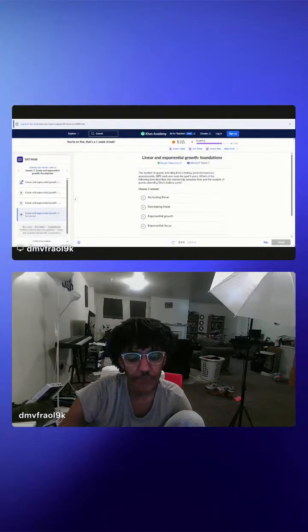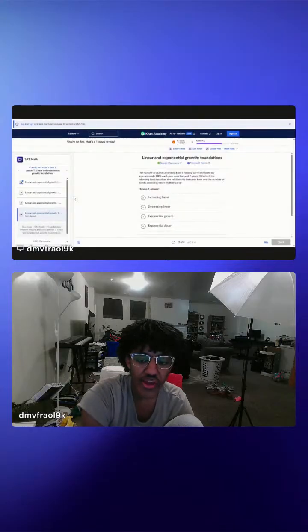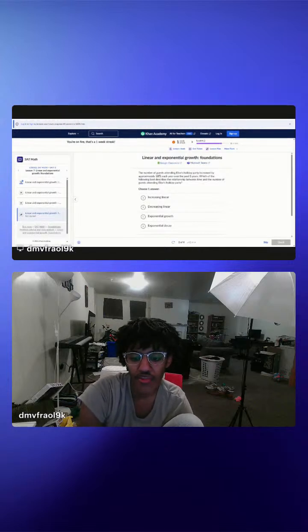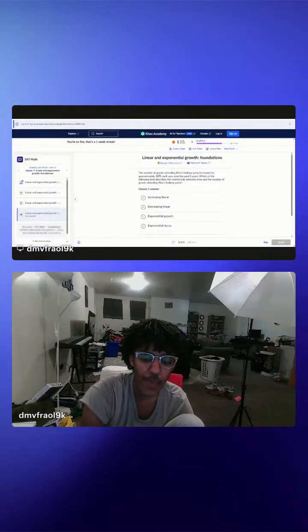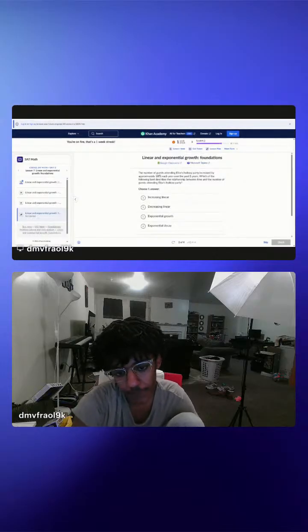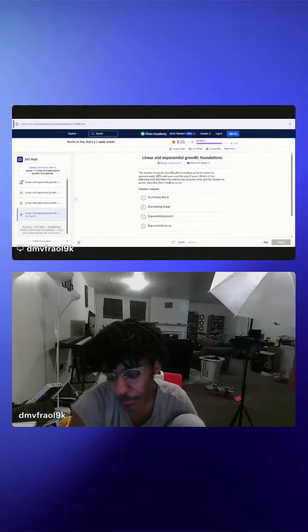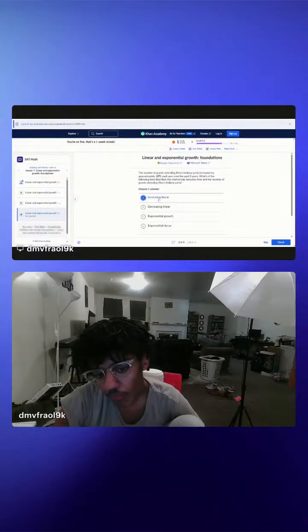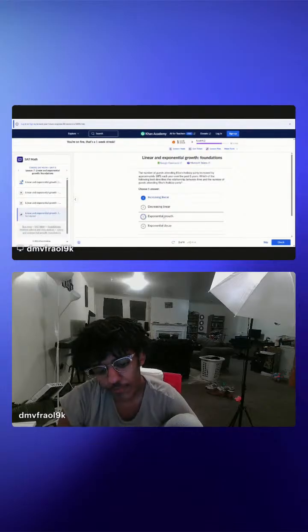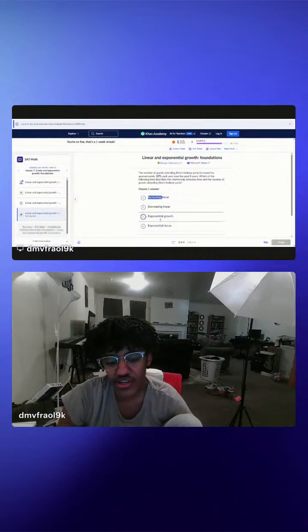Decreasing linear. The number of guests attending Ellis's party increased by approximately 10% each year over the past 5 years. Which of the following describes the relationship between time and the number of guests? So it's not exponential decay, or if it's linear, either decreasing linear, exponential decay, exponential growth, or increasing linear.